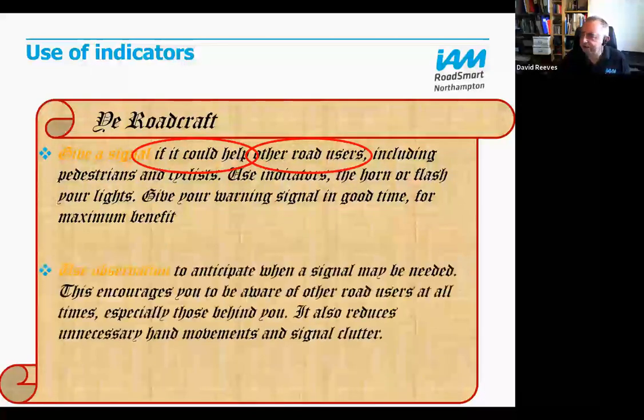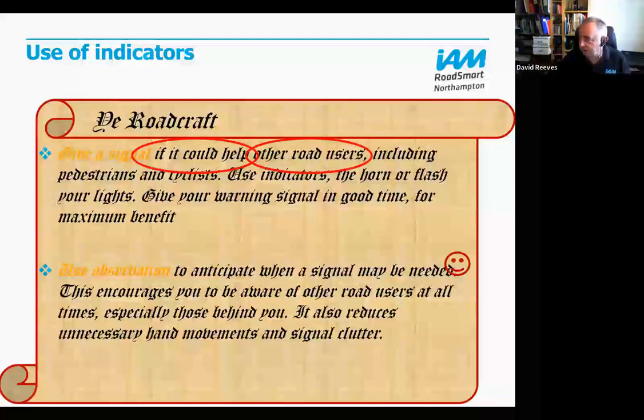Now, this bit is the bit that causes all the trouble, I suspect. So I'm going to take it in chunks. Chunk 1: use observation to anticipate when a signal may be needed. Completely happy with that. Yeah, we like anticipation, that's good. And planning that you're going to use a signal is probably a good thing. That's part of your planning phase. Sounds good to me, all good.